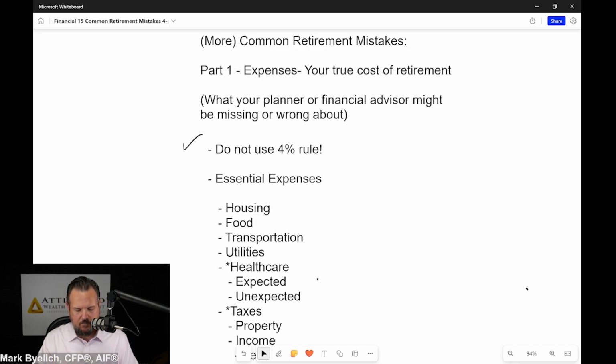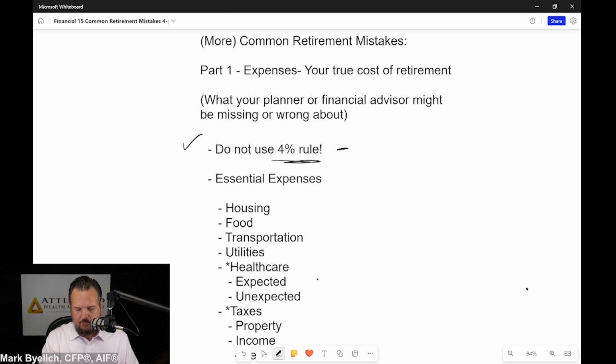But that rule is really, really broken, and you shouldn't use that because, first of all, it should be adjusted for inflation, and there's just a lot of things that can go wrong just by saying, I've got $1 million, I'm going to draw $40,000 a year. There's just a lot that can go wrong with that. So don't use the 4% rule.